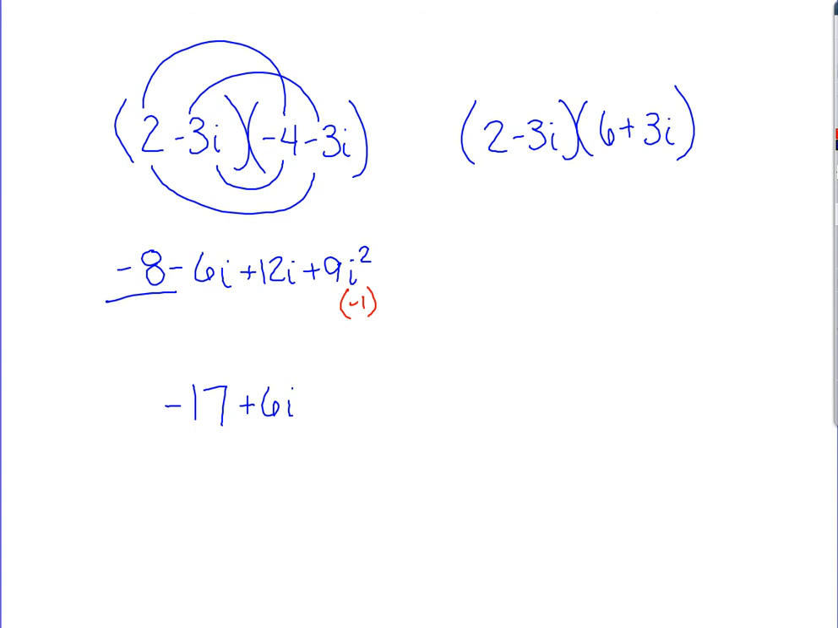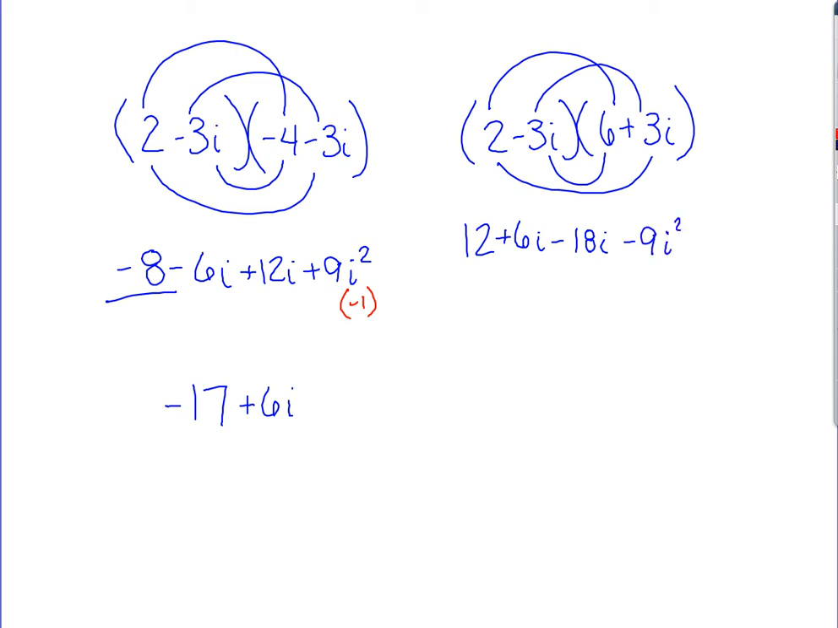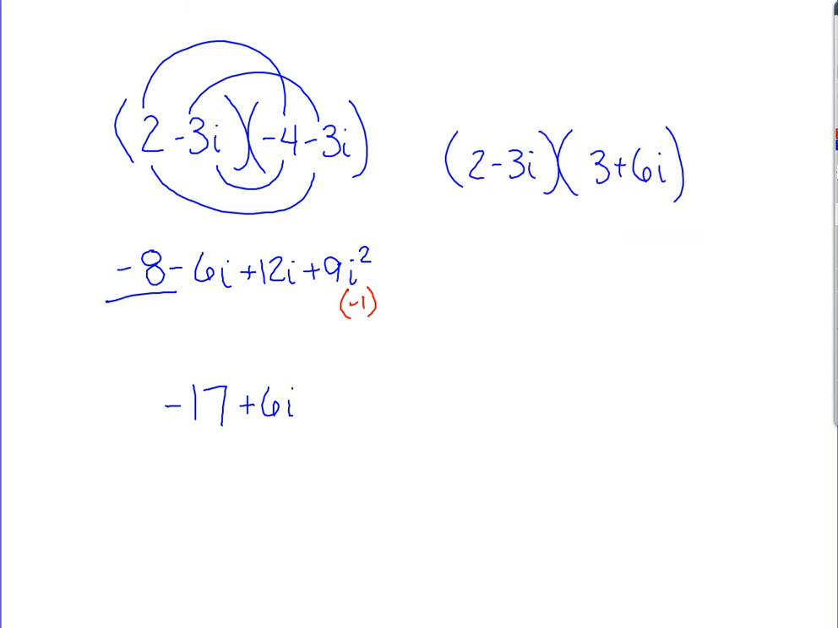So when we FOIL, we're going to do 2 times 6, which gives us 12. Outside, 2 times 3 is 6i. Inside is going to give us negative 18i. And last will give us a negative 9i squared. Once again, i squared is negative 1. So negative times negative will make this a positive 9. So we combine like terms. 12 plus 9 gives us 21. 6 minus 18 is going to give us a negative 12i. Unfortunately, I had that backwards. It's not 6 plus 3i, it is 3 plus 6i. So let's try foiling that again.